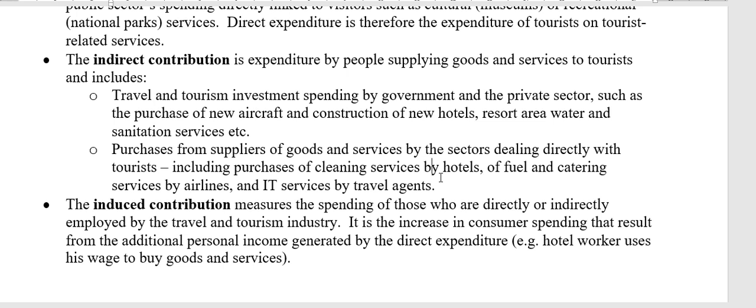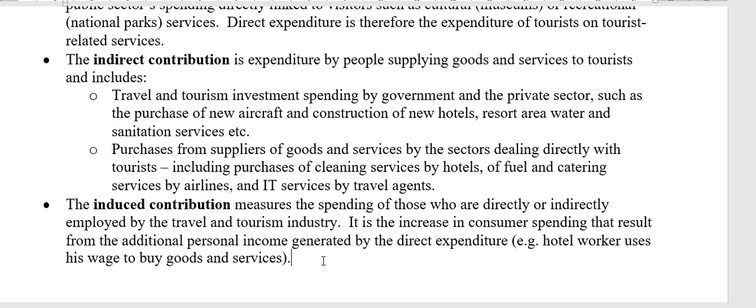Right, and then the last one, the induced contribution, that measures the spending of people that are directly or indirectly employed by the travel and tourism industry. Okay, so it's an increase in consumer spending that results from the income that people are earning through tourism. Okay, so for example, there will be a hotel worker. There's a worker that works at reception. That worker is going to earn a wage or a salary providing a service to the tourist industry, and that hotel worker will use that salary to buy consumer goods and services, to pay his kids' school fees, to buy new shoes for his children, to pay his rent. Okay, and that will be the induced contribution.